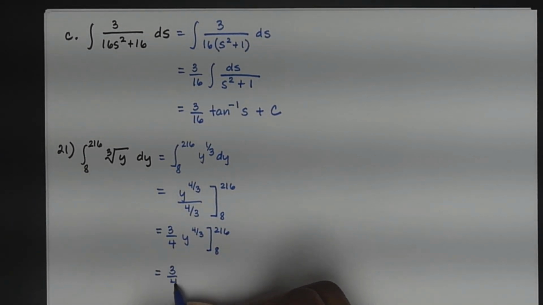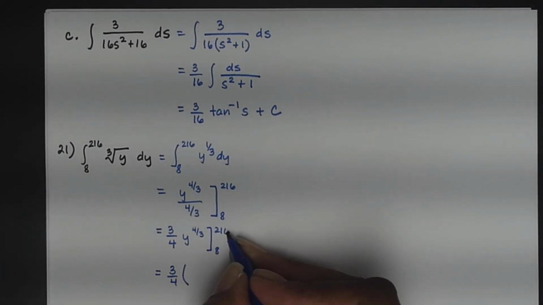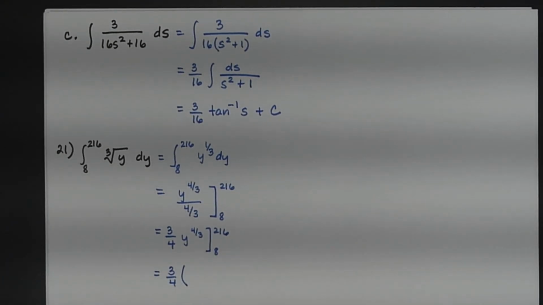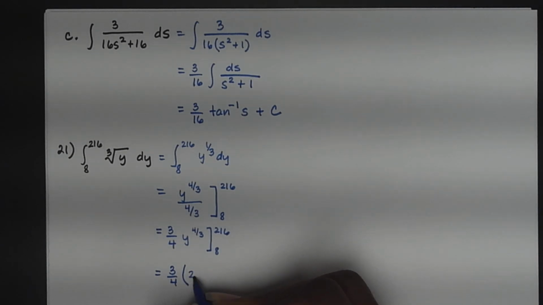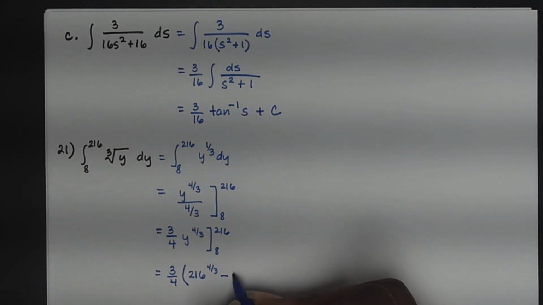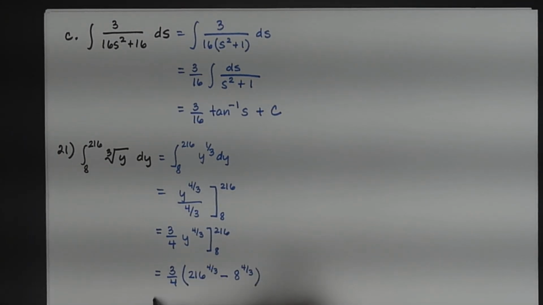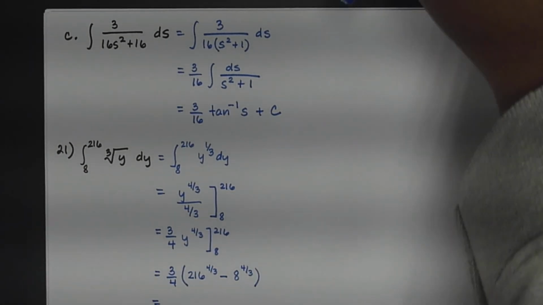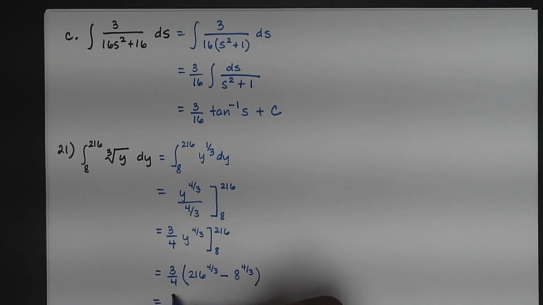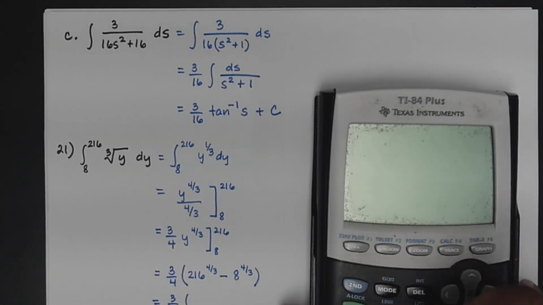That 3/4, I'll treat that as a coefficient and just focus on the y to the 4/3 by taking the upper limit minus the lower limit. My upper limit is 2/16, so it'll be 2/16 raised to the 4/3 minus the lower limit, which is 8, so it'll be 8 to the 4/3. I'm putting my limits in for y. Now I'm going to bring down this 3/4 and evaluate 2/16 to the 4/3 in the calculator.